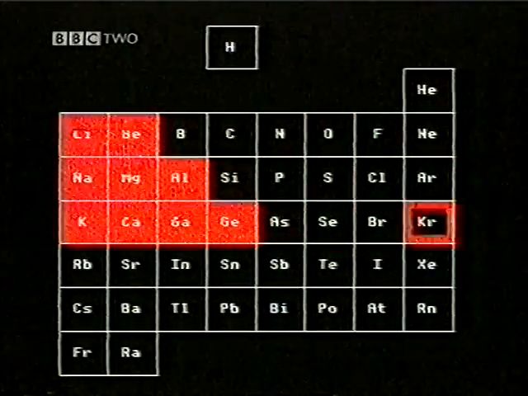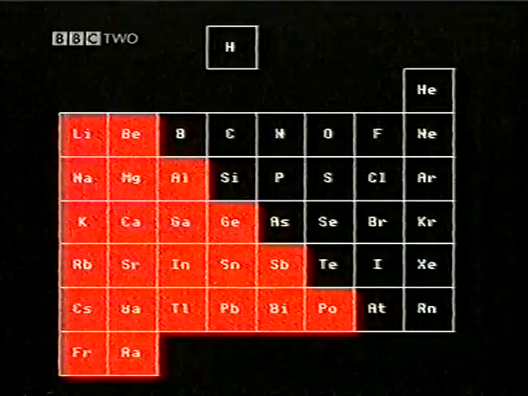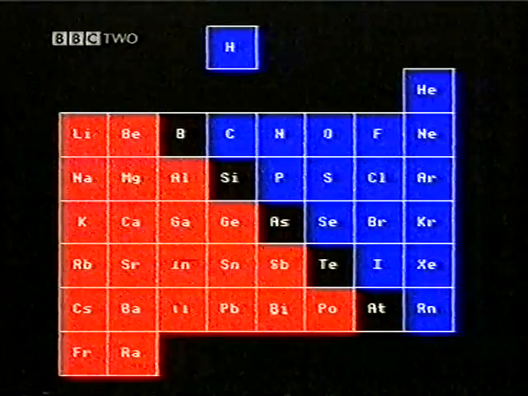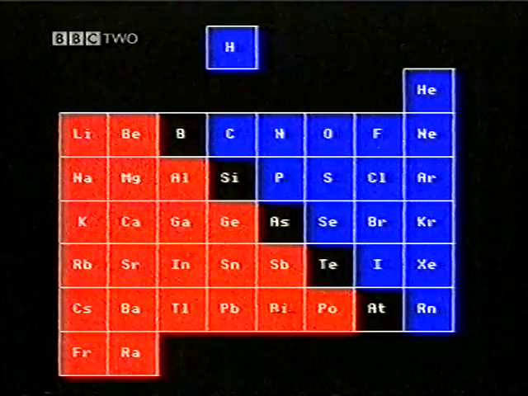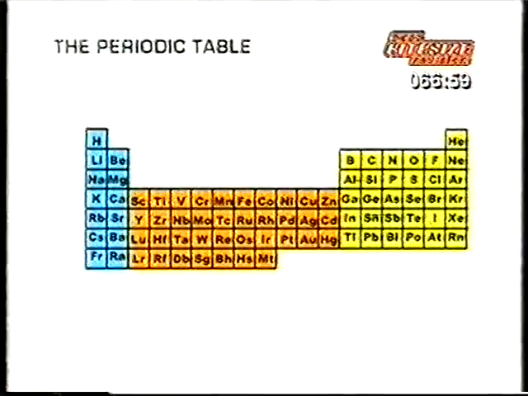For instance, these elements are all metals. They conduct electricity. And these are non-metals. They don't conduct electricity. And some elements don't fit easily into either category. The elements are laid out in the periodic table in order of increasing atomic number.